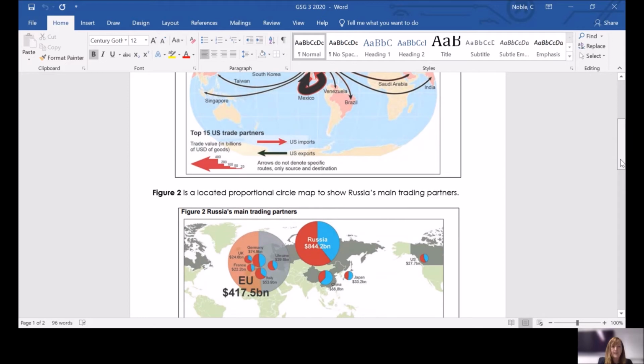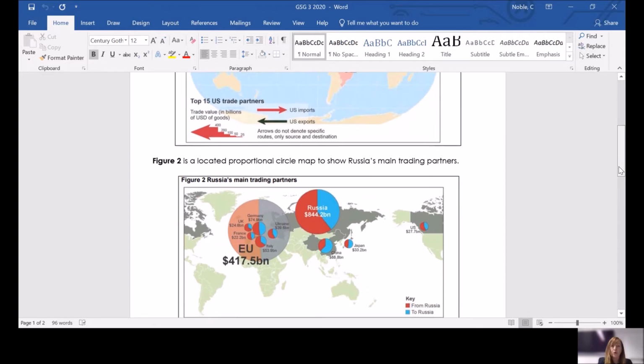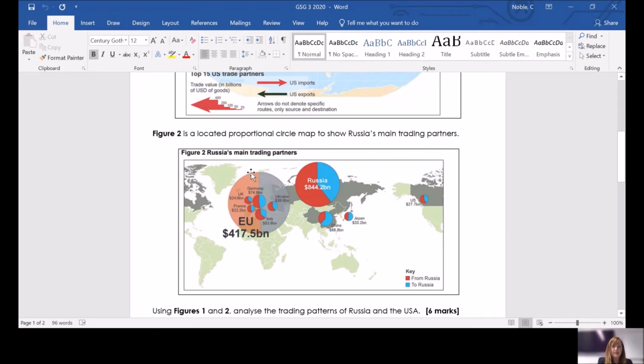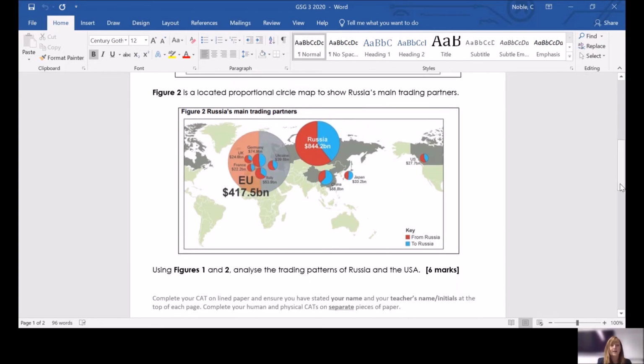The second figure is then a located proportional map to show Russia's trading partners. So again, you can see here that the size of the circles are proportional to the amount of trade, and then you can see that in blue are the imports to Russia, and then in red are the exports from Russia.